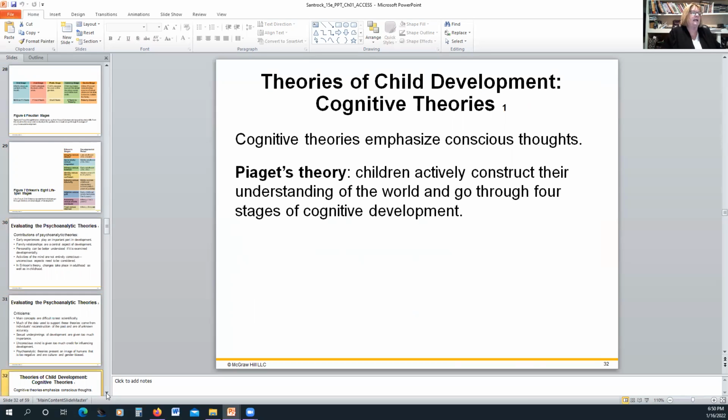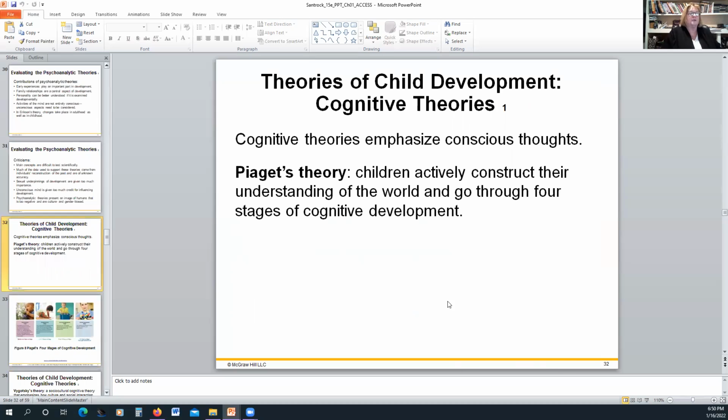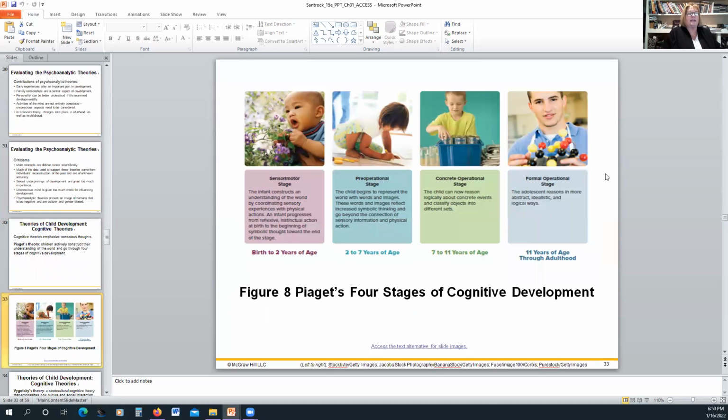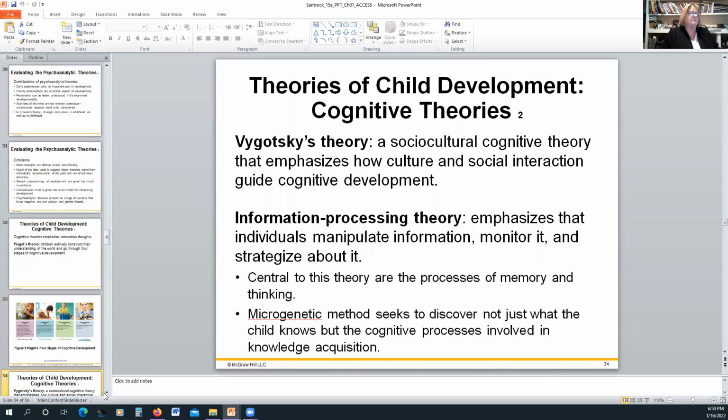Your cognitive theories. Biggest one is, of course, going to be Piaget, who looks at development from the sensorimotor stage, the preoperational, the concrete operational, and the formal operational stage. Now, I will have some theories or some videos up there for you. I'm just making myself a note right now to help with understanding those.